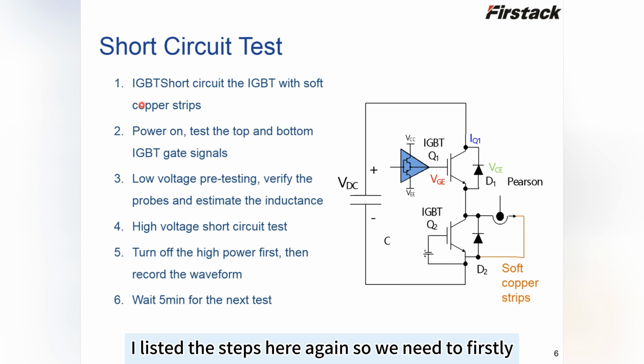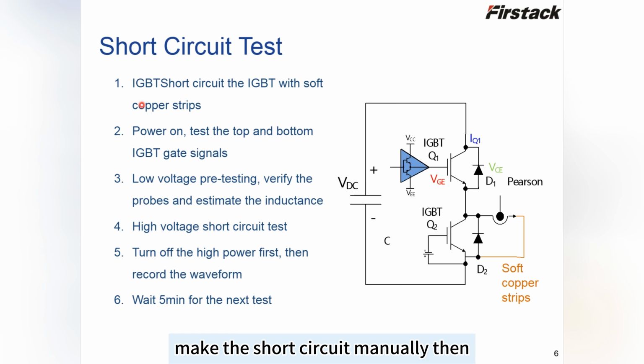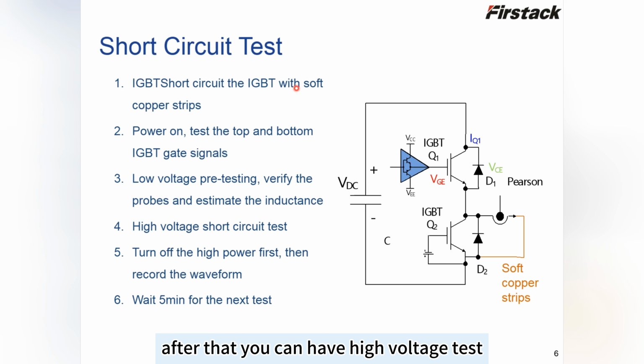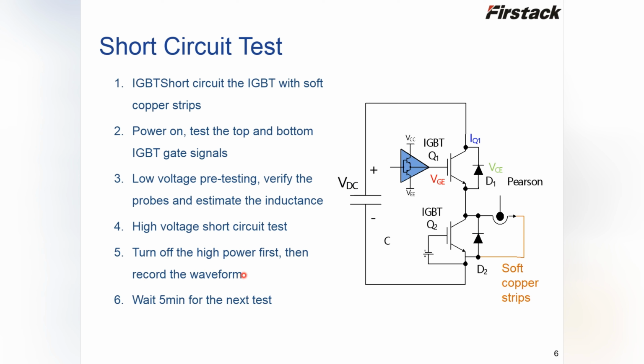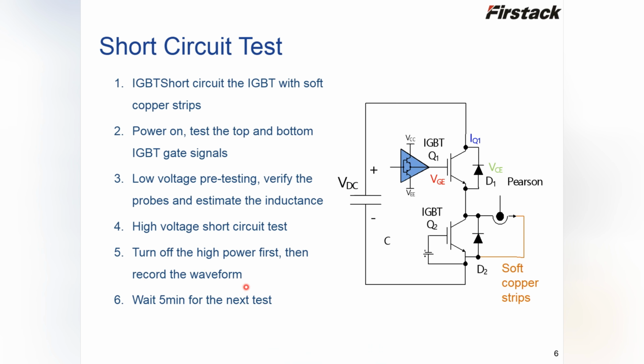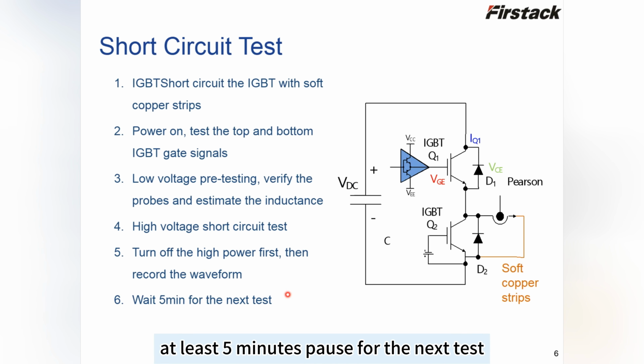I listed the steps here again, so we need to firstly make the short circuit manually, then check the signal connection, and then in third steps you need to have the low voltage pre-testing. After that you can have high voltage test, record the waveform, turn off the high power first, then record the data, read the waveform, and then you need to take for at least 5 minutes pause for the next test. So this is the same test steps.